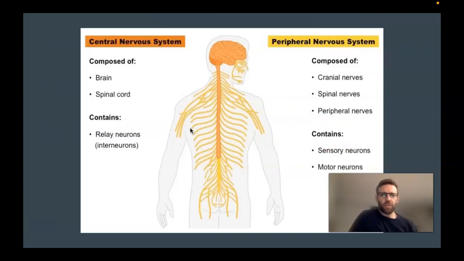For any of you visual people, the orange here is the central nervous system, brain and spinal cord. And then the peripheral nervous system is all the yellow. You have many different nerves that extend throughout your body, away from this central part of your body.